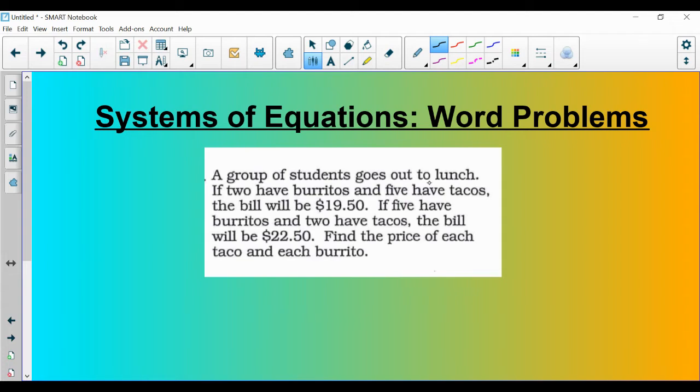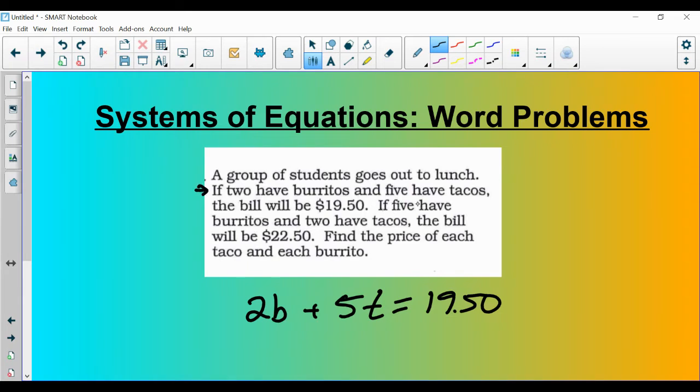So all of these questions are going to look to create a system of equations. That's two different equations that describe the situation. Generally, they're going to be separated by a period, right? One sentence is going to be one equation. So if 2 have burritos and 5 have tacos, the bill will be $19.50. I try to use variables that associate with the situation, so 2b plus 5t equals 19.50. That is one of the equations, and that would be the equation for this sentence.